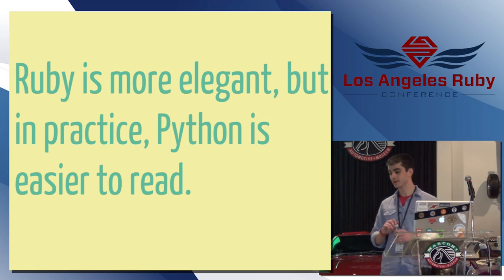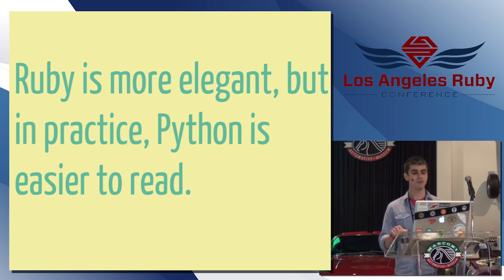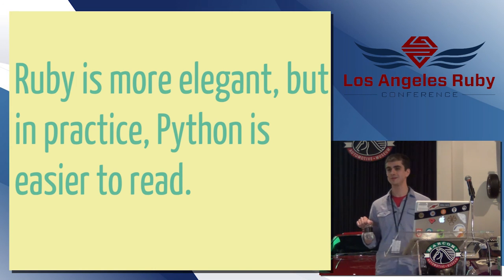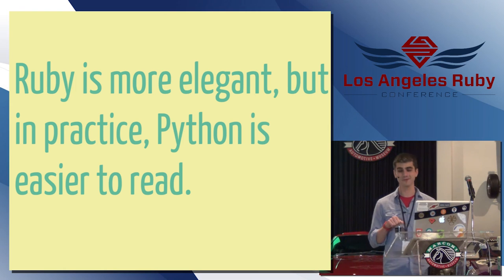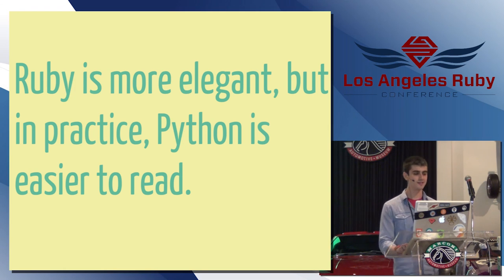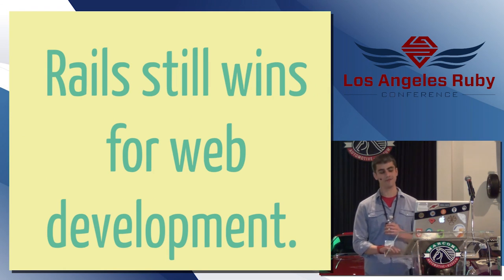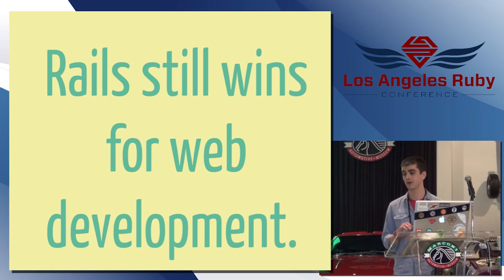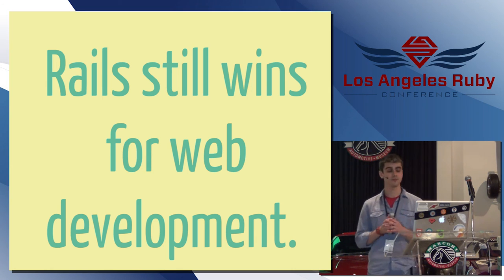I do think Ruby is more elegant. I feel like it's more powerful. You can do more expressive things. But in practice, Python just seems to always be easier to read, as much as I want Ruby to be easier to read. And I would say Rails still wins for web development. If you're doing a web development project, I would generally still pick Rails, or maybe Sinatra if it was a small project.